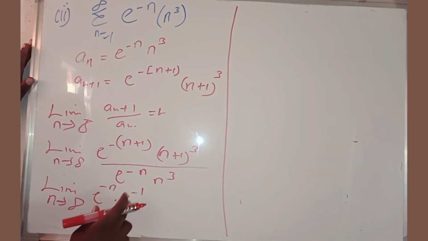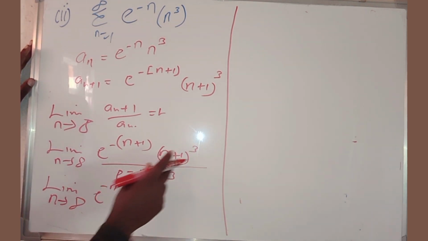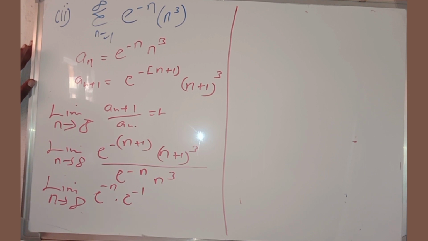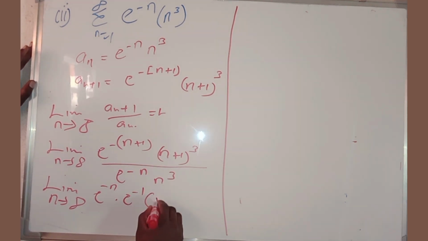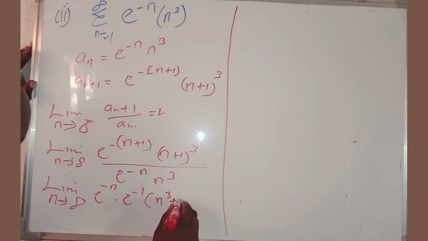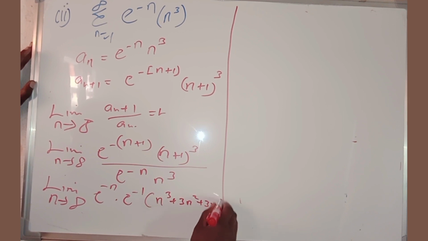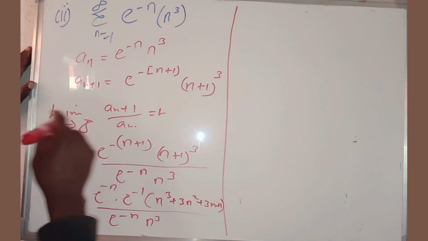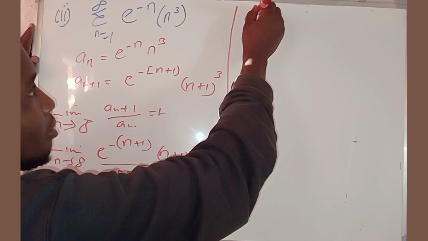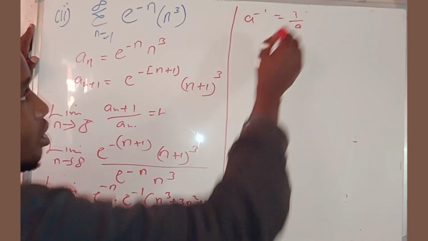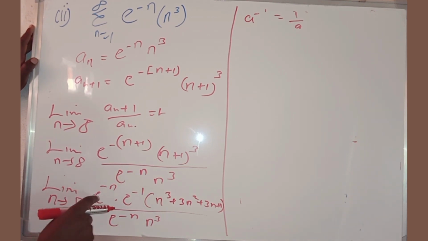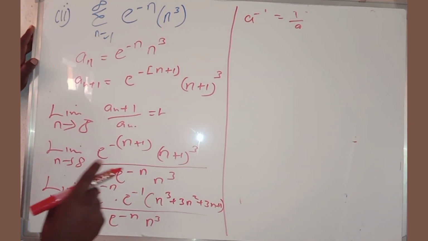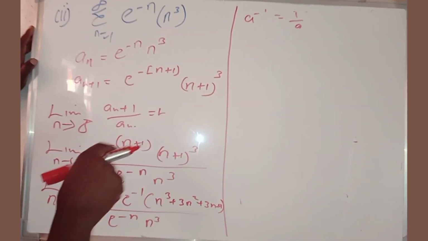Example 2: e raised to the power minus n multiplied by n plus 1 cubed. But you can expand n plus 1 cubed using the binomial expansion. So it will be n cubed plus 3n squared plus 3n plus 1, times e to the minus n. But remember this property, a raised to the power minus 1 is equal to 1 over a. So we use it here. e raised to the power negative n is simply equal to 1 over e raised to the power n.